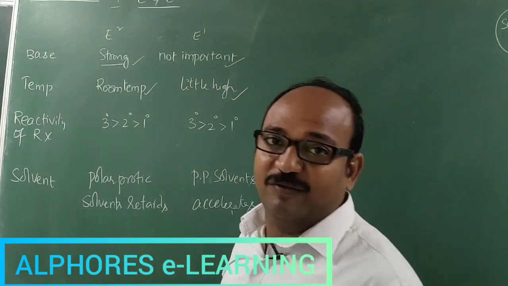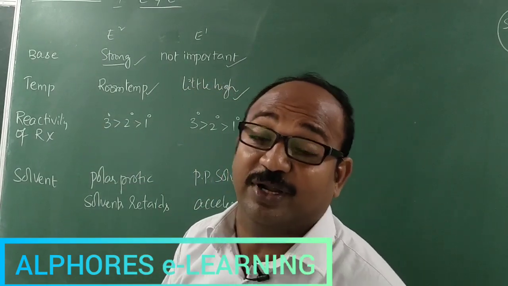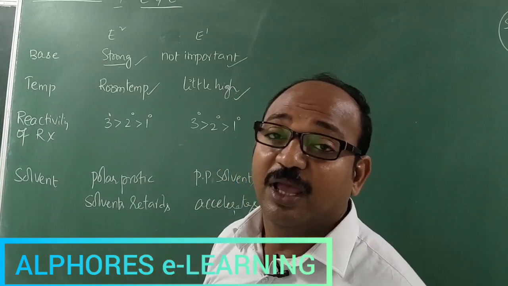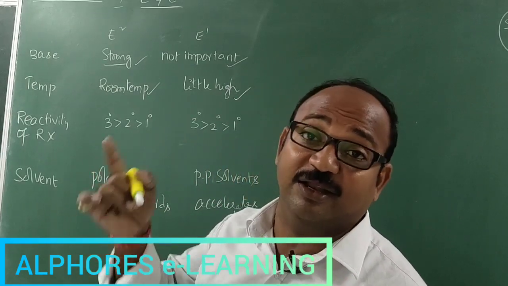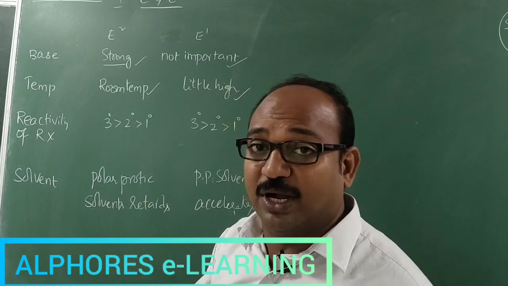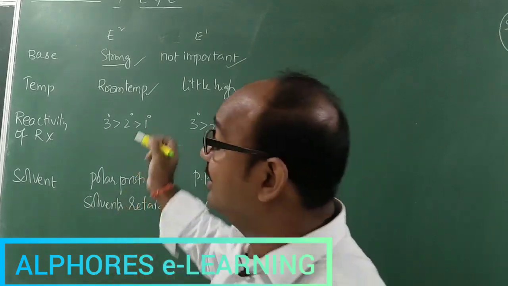In comparison of SN1 and SN2, we are going to say for SN1 tertiary greater than secondary greater than primary, and for SN2 primary greater than secondary greater than tertiary. That means the two are reverse in order, contrary to each other. But in this case, not like that.